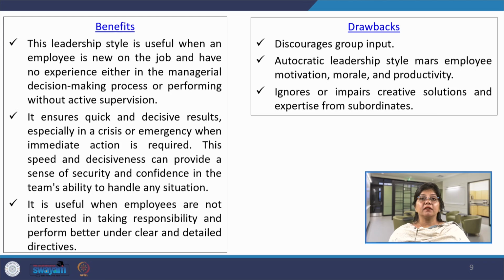This speed and decisiveness can provide a sense of security and confidence in the team's ability to handle any situation. So, the team is blanketed with a lot of security by an autocratic leader in a state of emergency. And the other benefit is that it is useful when employees are not interested in taking responsibility and perform better under clear and detailed directives.